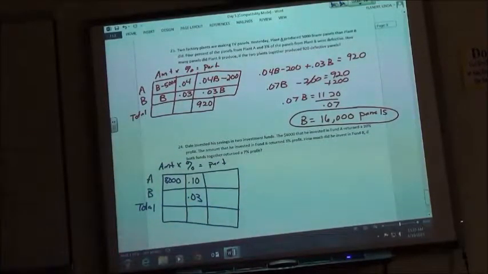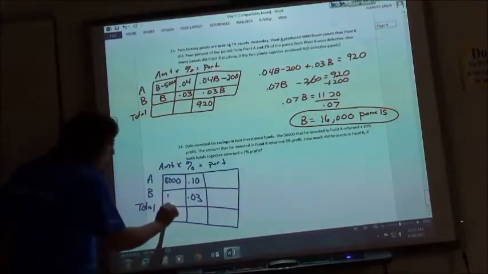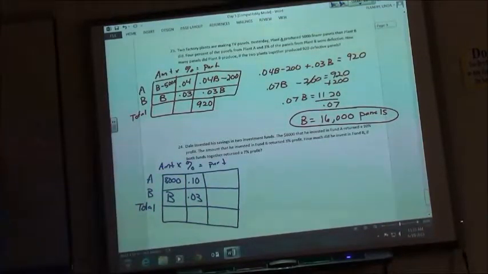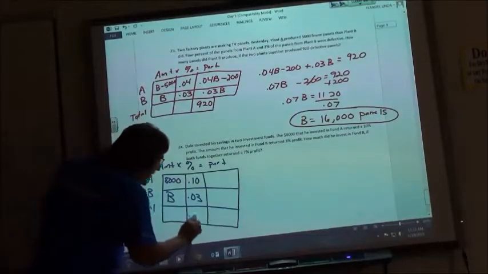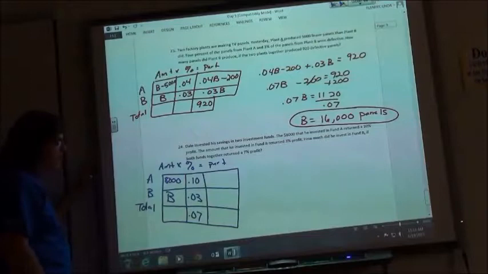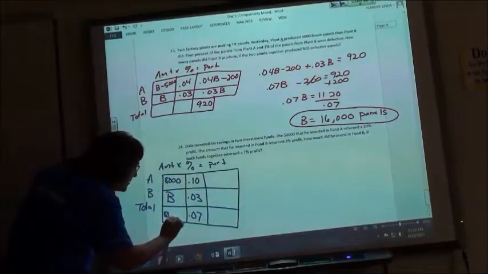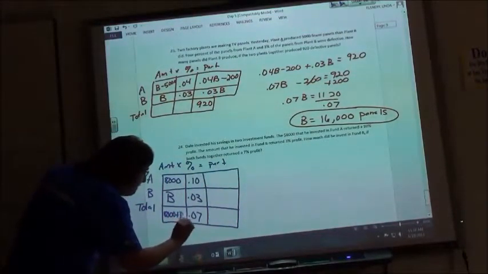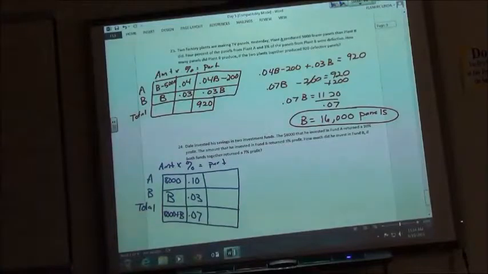How much did he invest in B? We don't know. We're going to put a B there. How much did he invest in B if both funds together returned a 7% profit? So both funds together would be 7%. How much did he put in both funds together? Well, he put in $8,000 in A and B in B. So $8,000 plus B is the total amount he invested.